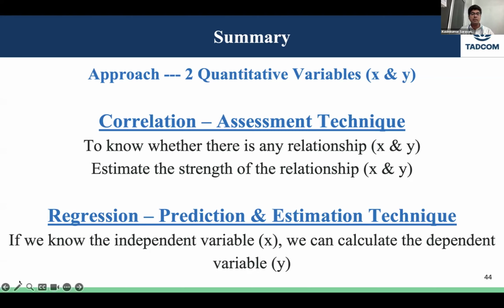Don't confuse between correlation and regression. Both are entirely different. In correlation, we are going to just assess the relationship for the given two variables, whether there is any relationship or what is the strength of the relationship. But we cannot do any prediction or estimation in correlation. Whereas in regression, if we are given any particular exposure variable, we can easily estimate the output variable or outcome variable.